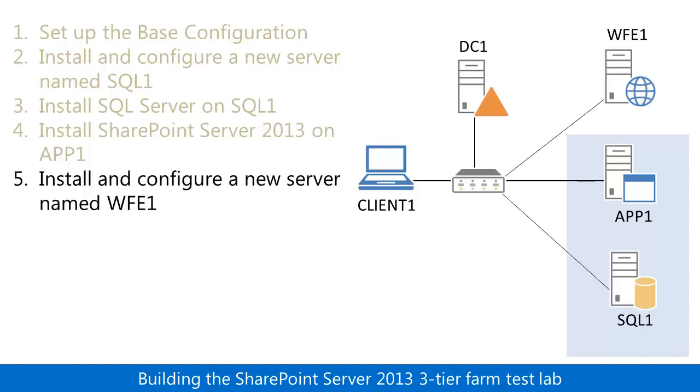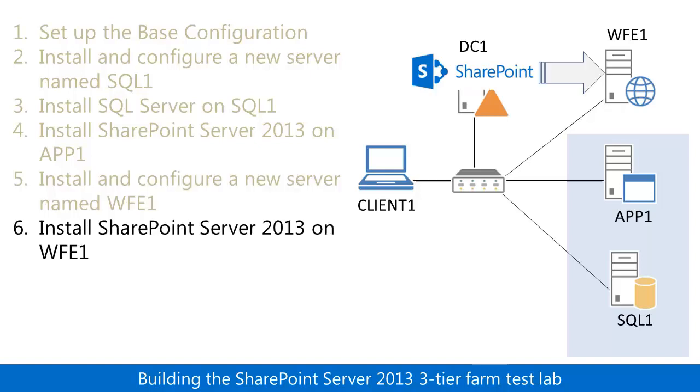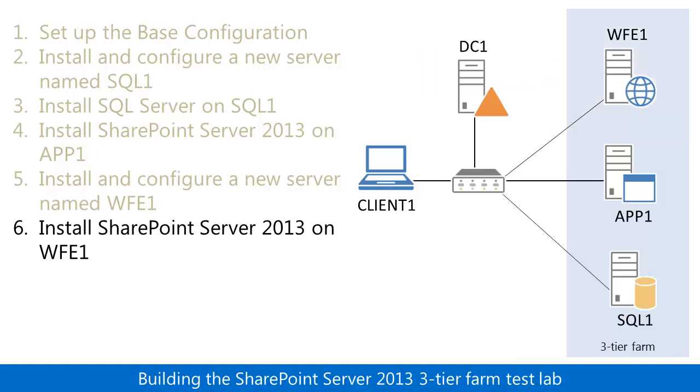In step 5, you add another computer named WFE1 for the web front-end server. In step 6, you install SharePoint Server 2013 on WFE1, joining the SharePoint farm created for App1. You also create a default Contoso team site. WFE1, App1, and SQL1 are now the web, application, and database tiers of a three-tier SharePoint farm.